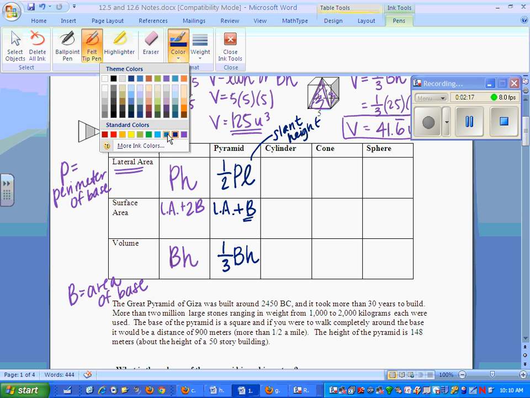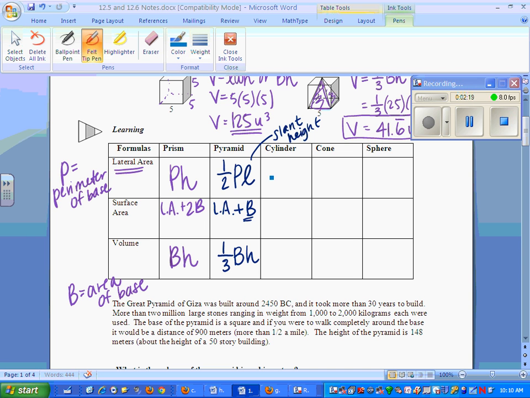Moving into cylinders and cones. Cylinder lateral area is 2 pi r, which is the circumference, times the height. We're going to take the lateral area and add 2 pi r squared, because the circle makes up the top and the bottom. For the volume, it's base times height, which is pi r squared times the height. Remember, base for a cylinder is a circle.